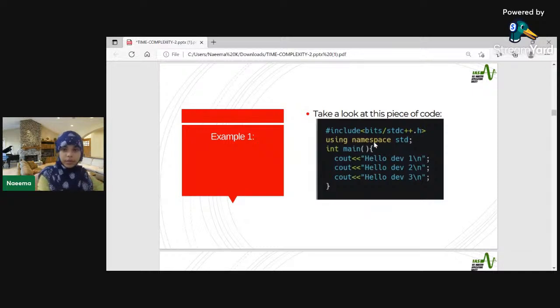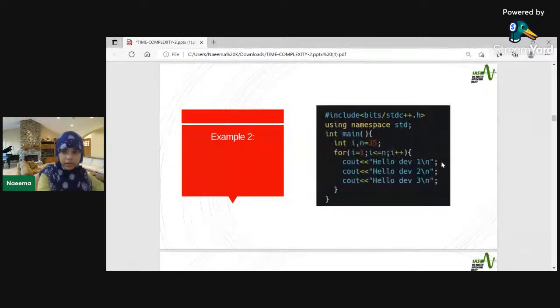Let's take an example. Take a look at this piece of code. There are three separate statements in this code inside the main function. The overall time complexity is constant time, big O of 1, because each statement takes only unit time to print the statements.